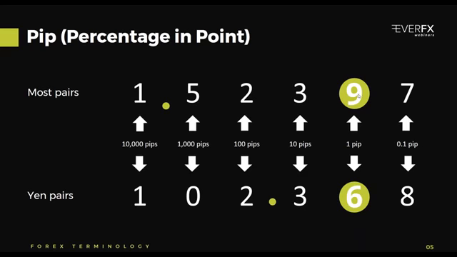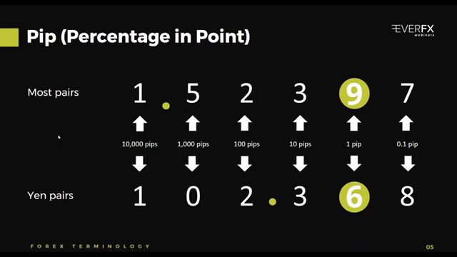Now, when you're looking at this, this is one pip, one full pip, and that's the fourth digit from the left, second from the right after the decimal. Now, when you look down at the yen pairs, the second digit is what matters there. Now, when this value moves, you're either in a profit or you're in a loss. That's exactly how it happens.